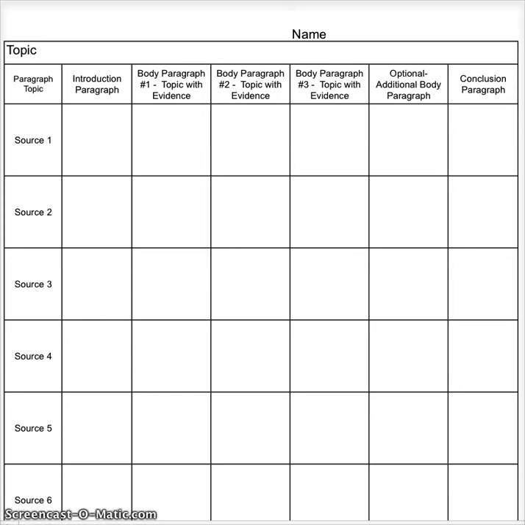Then for source number 2, I found another website that gave me some additional uses to cell phones while driving. I would then go under body paragraph number 3, source number 2, just like a grid, put an X in that box so that when I'm drafting, I know what article to pull that has evidence to support that topic.